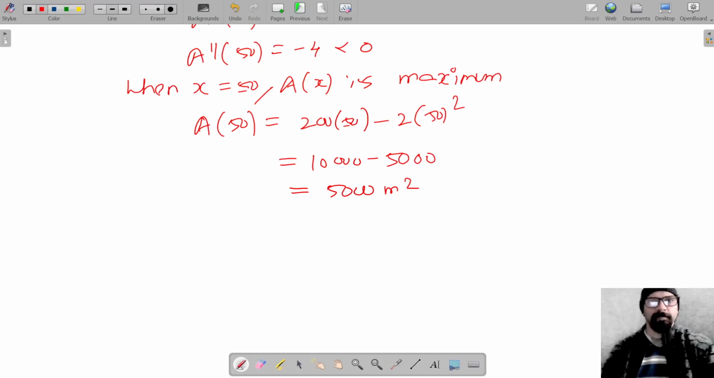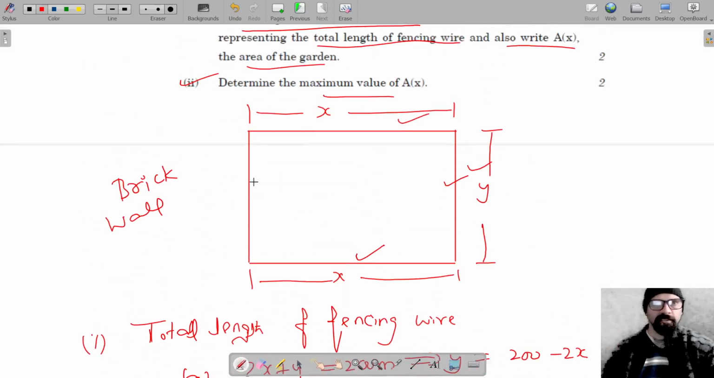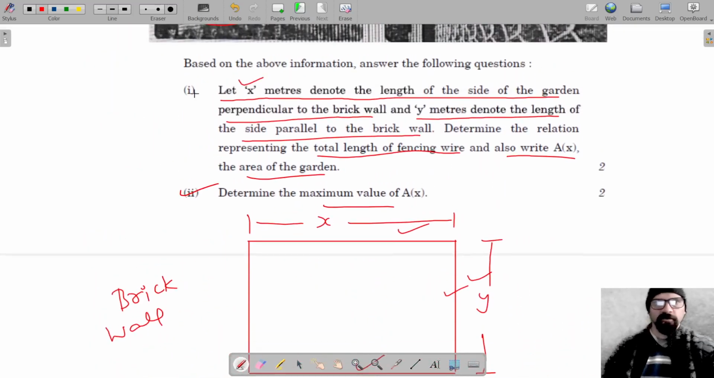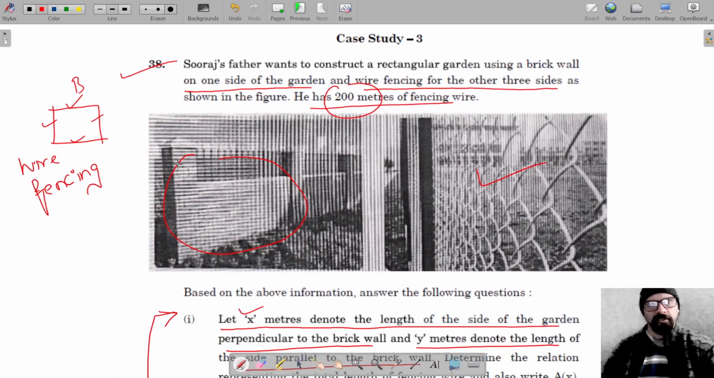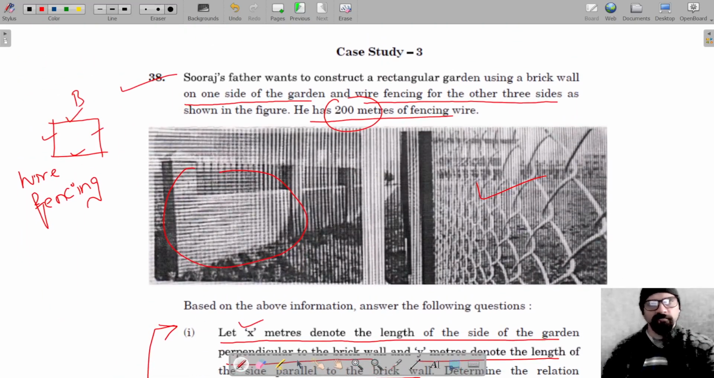Okay, now this finishes it. That was all that was asked in this question, and with this, we are done with this set.